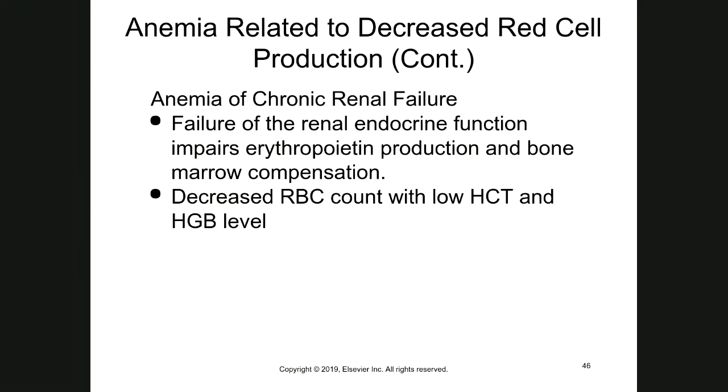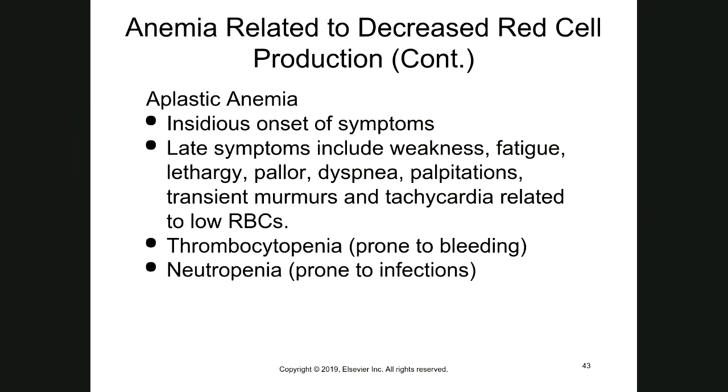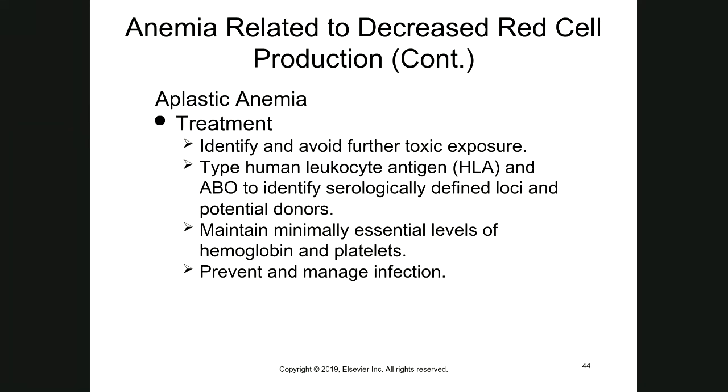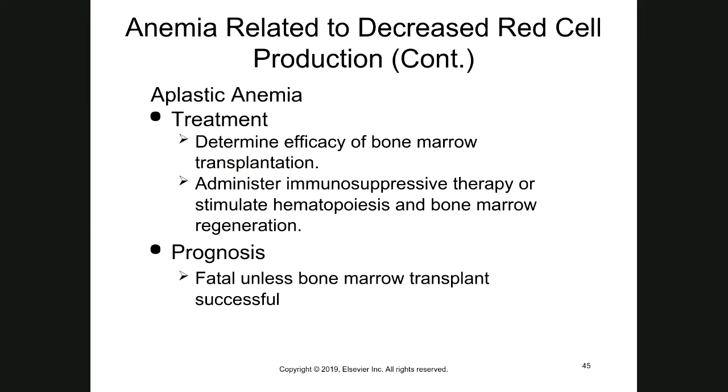Anemia of chronic renal failure. Yes, out. Failure of the renal endocrine functions impairs the erythropoietin and bone marrow. Okay, let me go back again. This one I said out. This one I said out. And this one is also out.